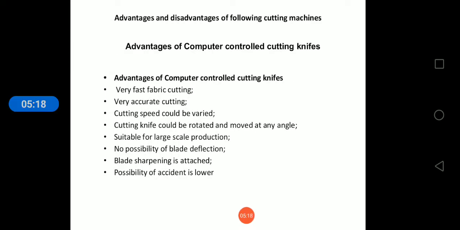And next, advantages of computer controlled cutting knives. The first advantage is very fast and very accurate fabric cutting. Cutting speed can be varied. The cutting knife can be rotated and moved at any angle. It is suitable for large scale production. There is no possibility of blade deflection. Blade sharpening is attached. The possibility of accidents is very low.